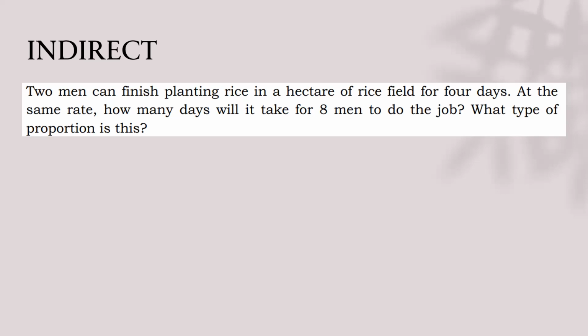Ine-expect mo ba na tataas sa 4 days o bababa sa 4 days kapag 8 lalaki na ang gumawa? Bababa po. Kasi kung ang 2 lalaki nagtrabaho ng 4 na araw, kapag 8, ini-expect mo mas bibilis, ibig sabihin mas bababa ang araw. Tumaas ang number ng men, bababa ang number ng days ng paggawa. So that's indirect. Okay? Kapag ganito ang given, paano natin isosolve?